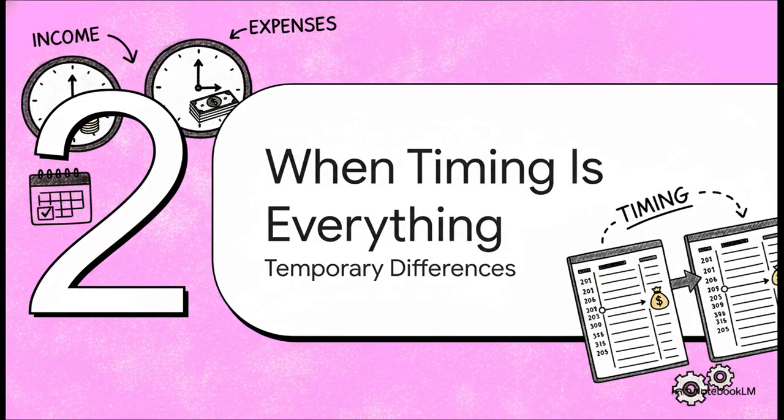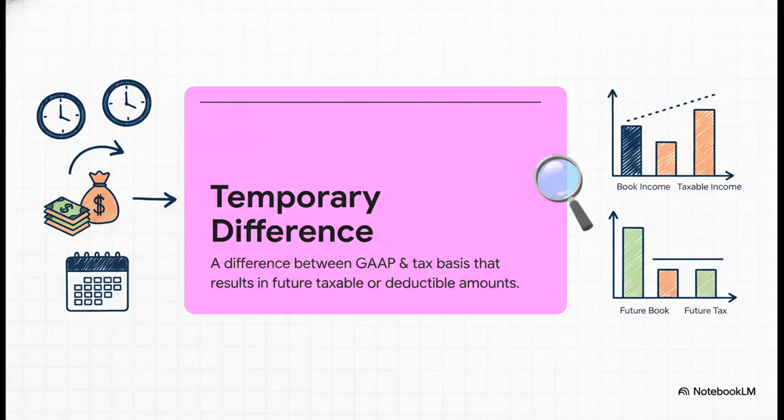So, okay, different goals, different rules. But how does that actually lead to different numbers on the page? Well, it almost always boils down to one simple thing: timing. It's all about when you recognize income and when you recognize expenses. And that brings us to the key technical term here, a temporary difference. And you've got to focus on that first word, temporary.